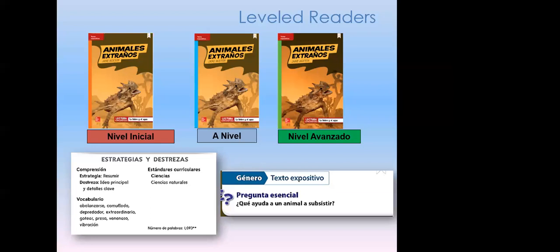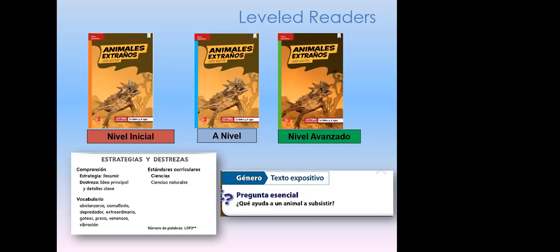These leveled readers obviously are in line with la comprensión, la estrategia de comprensión, la destreza, el vocabulario, as well as the science or the social studies alignment. La pregunta esencial también is addressed in these leveled readers. Aquí lo ven en los tres niveles, nivel inicial, a nivel, nivel avanzado.